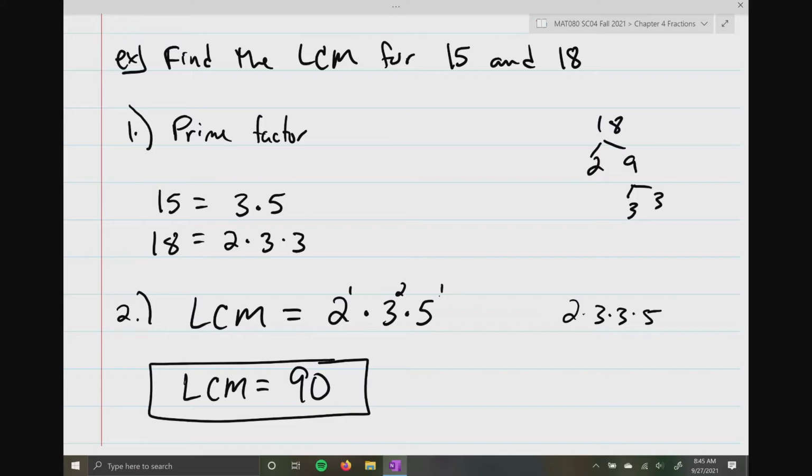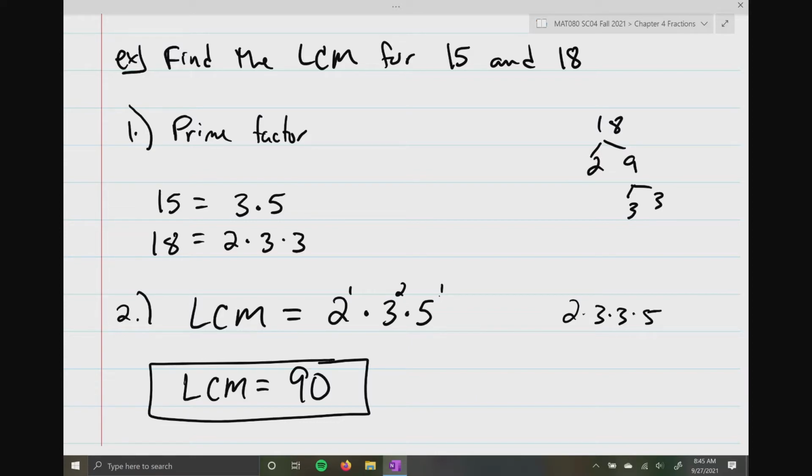See, if we did the traditional roster method like I did at the very start of the class, you would have to write all the multiples of 15 and 18, and then you'd have to find the number 90. That would be the lowest common multiple. So you could do it that way, or you could do it the prime factorization method. I really like this method because we're already used to doing prime factorizations. Are we all on the same page so far?